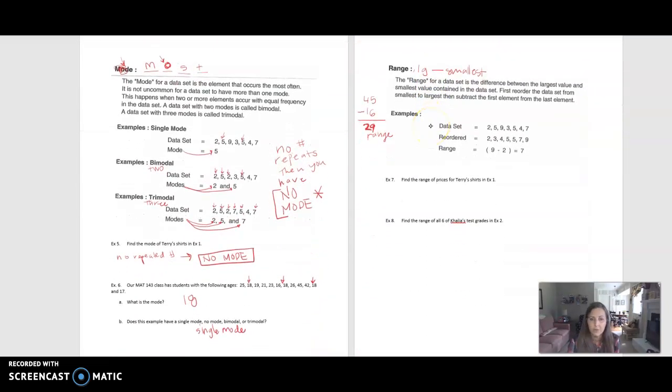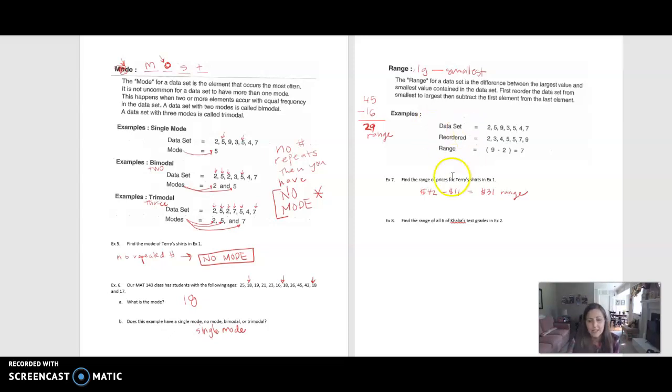So let's see, $42 minus $11 is $31. That is the range of prices of his shirts. It's a pretty big range for shirts. So he got one shirt really, really cheap, and then he paid a good bit for the other one. But all the shirts, the cheapest to the most expensive, are within a $31 range.